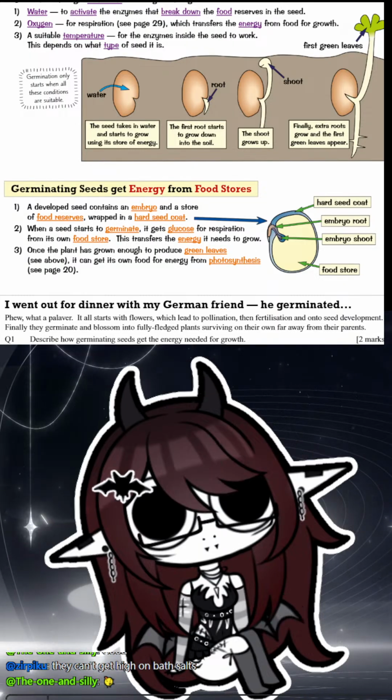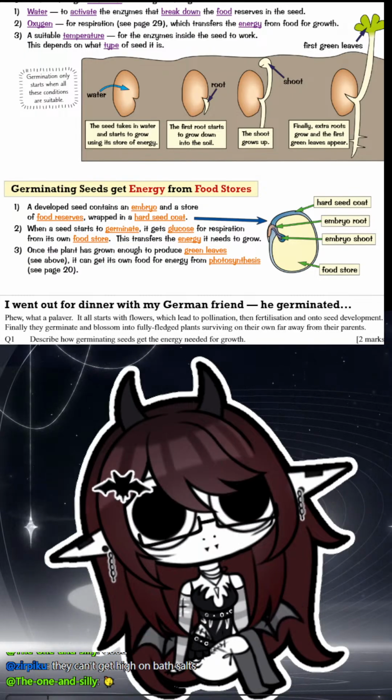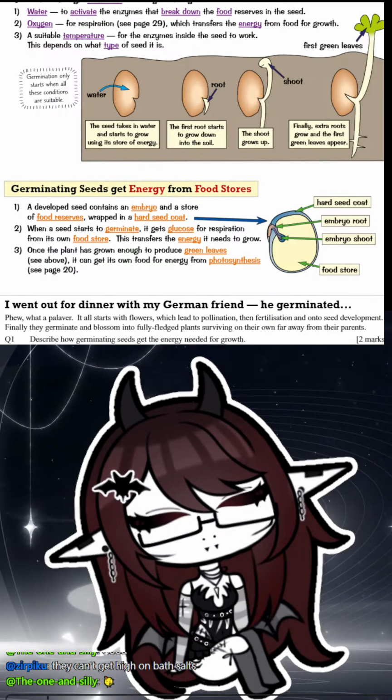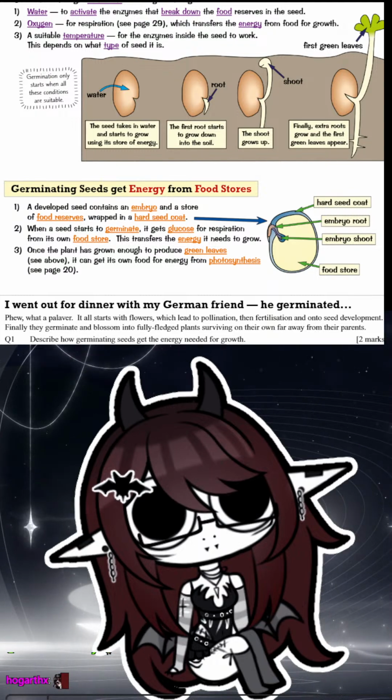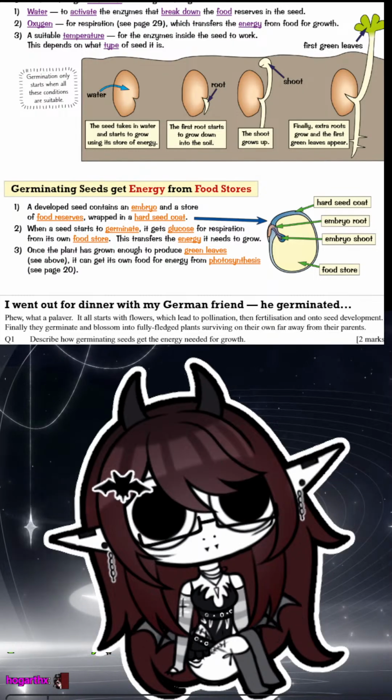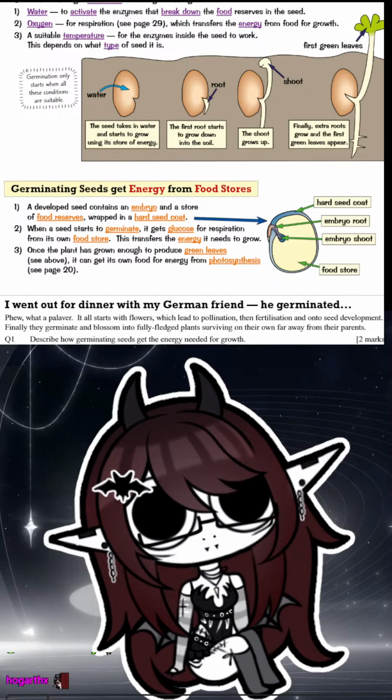Now, germinating seeds get energy from food stores. A developed seed contains an embryo and a store of food reserves wrapped in a hard seed coat. When a seed starts to germinate, it gets glucose for respiration from its own food store. This transfers the energy it needs to grow.